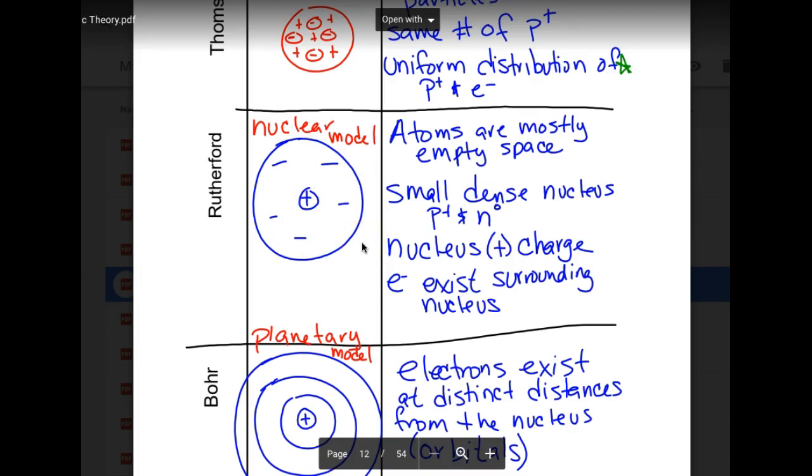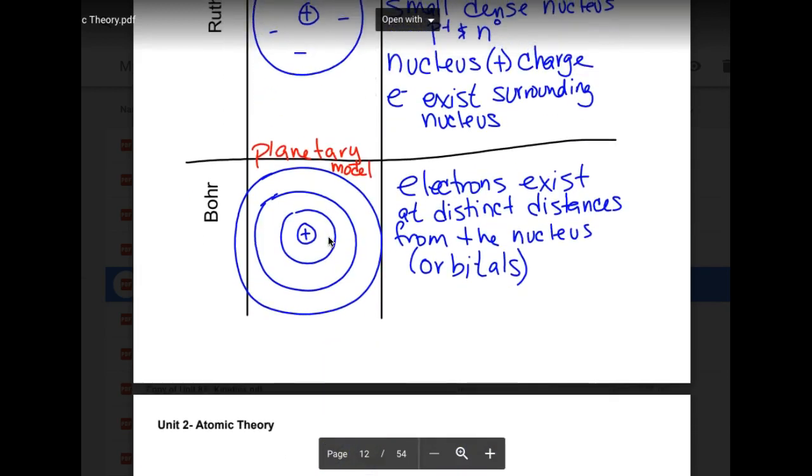Many of you on your history projects had orbitals for Rutherford. Rutherford doesn't have orbitals, so he just thought that all of the electrons were moving around randomly outside of the nucleus. All right, then we get to Niels Bohr.